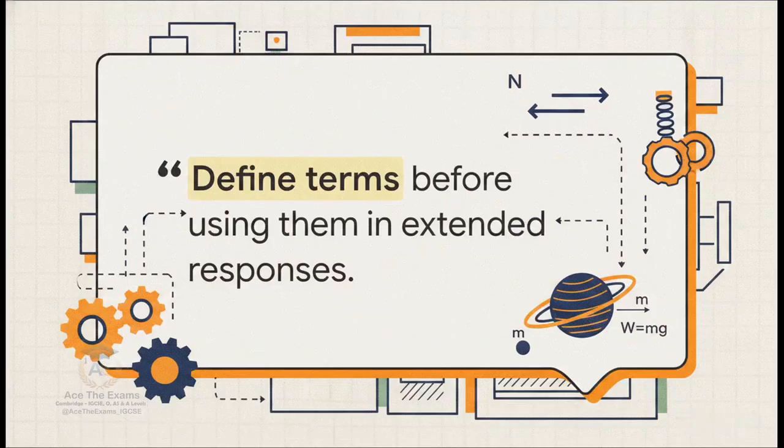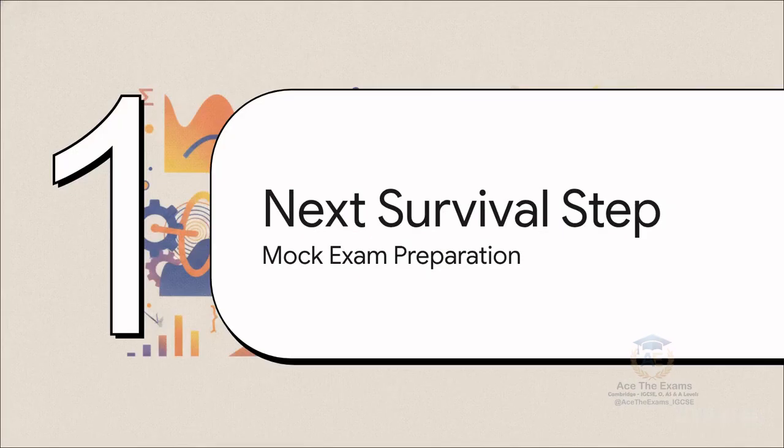To wrap up our core physical principles, let's look at this direct quote again. Always define your terms before using them in extended responses. Momentum is the product of an object's mass and its velocity. Weight is the product of an object's mass and the gravitational field strength. If you fail to clearly write out these parameters before jumping into some massive algebraic manipulation, the examiner has no way to verify that you actually understand the physics you're applying. Don't make them guess.